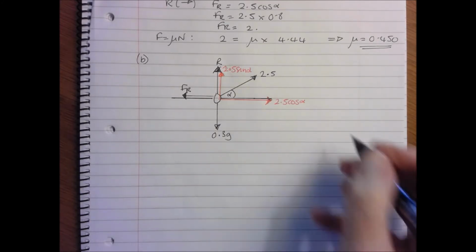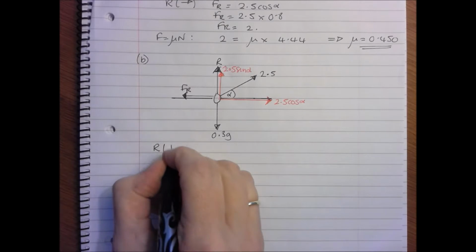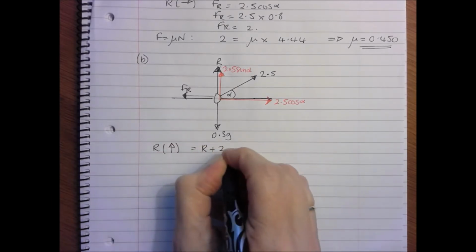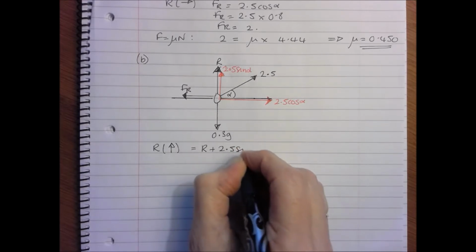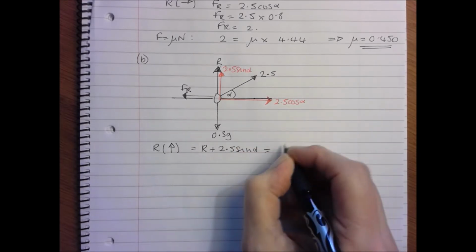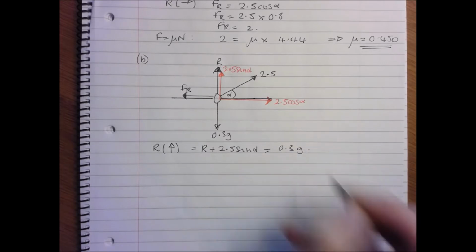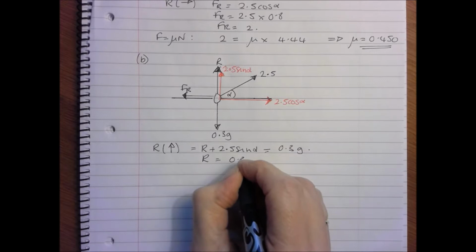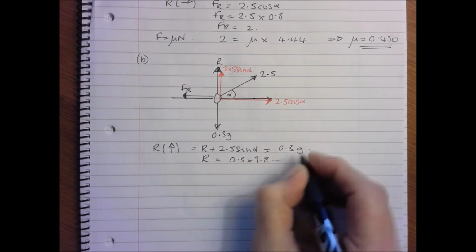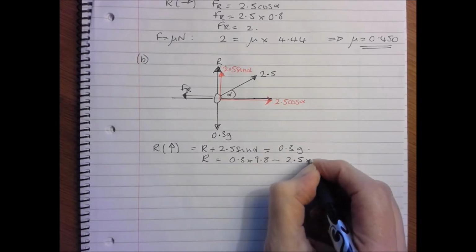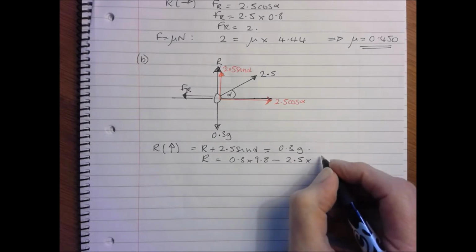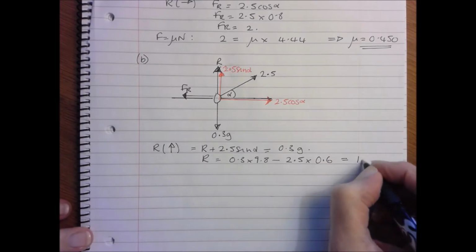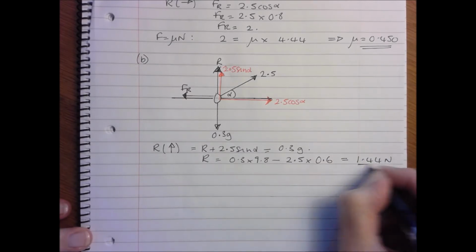So what I need to do in this case is resolve my forces vertically. So R plus 2.5 sine alpha going up is equal to 0.3g coming down. So R is going to be 0.3 times 9.8, take away 2.5 times the sine of alpha, and the sine of alpha again from the triangle above is 0.6, and this comes out to be 1.44 newtons.